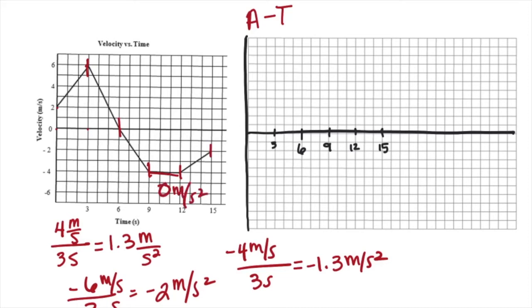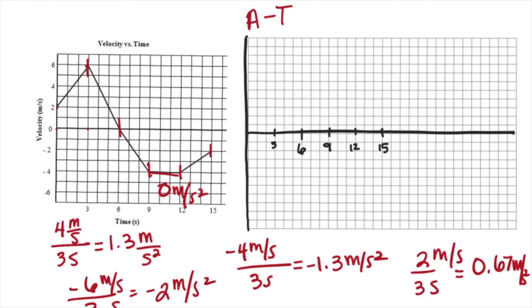And then the last one, we have a rise of 2 meters per second, and a run of 3 seconds. We're going to round that to 0.67, and that's meters per second squared. If you rounded that to 0.7, that's fine as well.